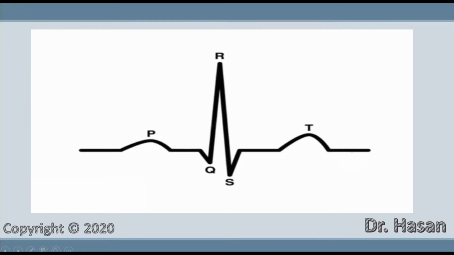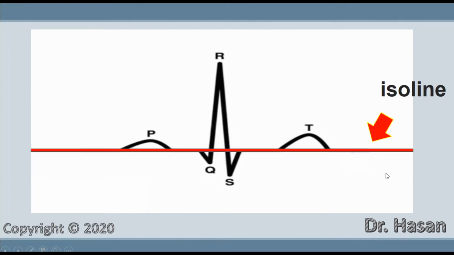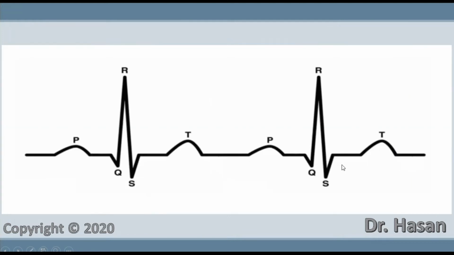First, you need to say about a straight horizontal line from which various elements move up and move down. This line is called isoline. Isoline is estimated or analyzed according to the TP segment. Looking ahead, for example, to analyze the ST segment, we should compare the ST segment with the TP segment, and according to this we can say there is ST elevation or ST depression according to the TP segment.